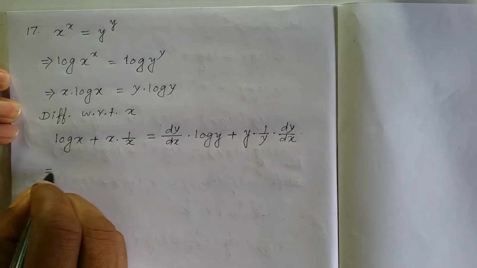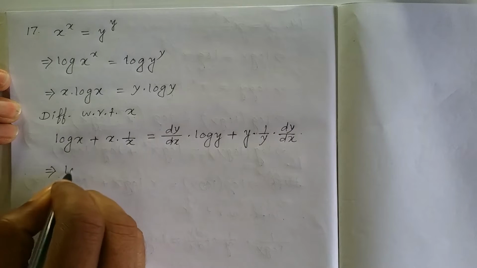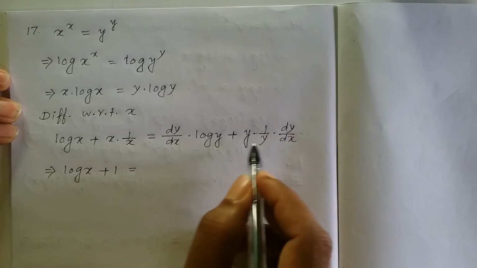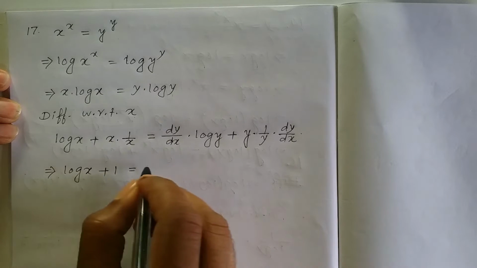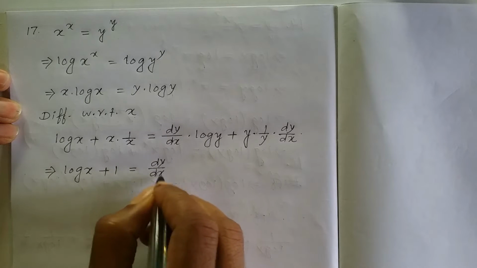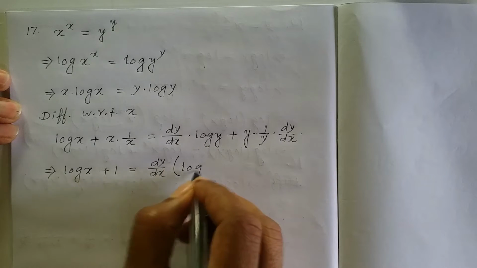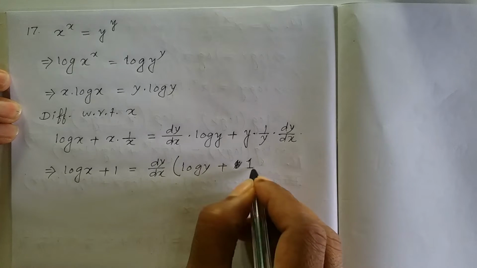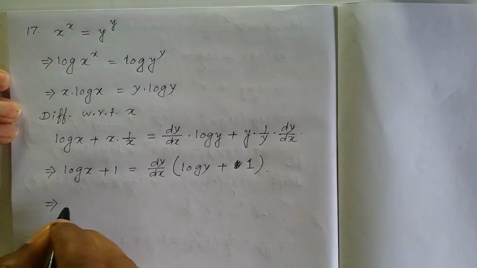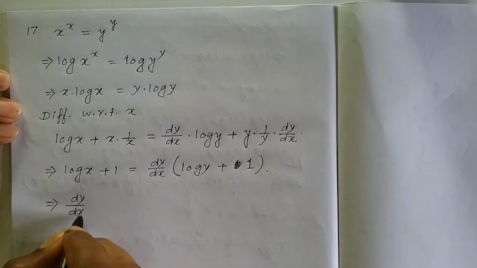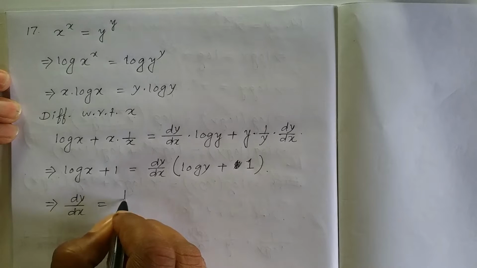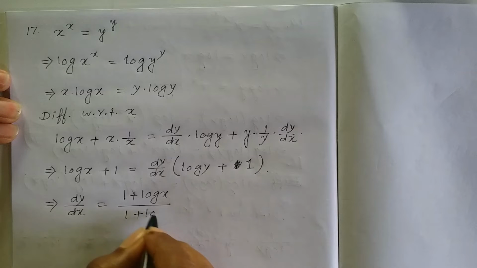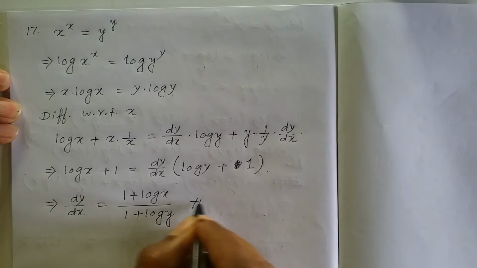So this implies this x is cancelled. So log of x plus 1 is equal to the term involving dy dx. All the terms are on the right hand side, so you can directly take common dy dx. So dy dx whole into log y, then plus here y cancels, it is only 1. So from here you can write dy dx is equal to 1 plus log x divided by 1 plus log y. So you leave the answer here.